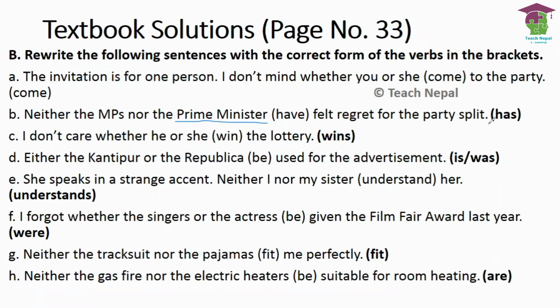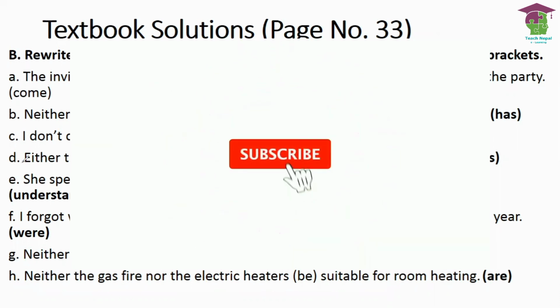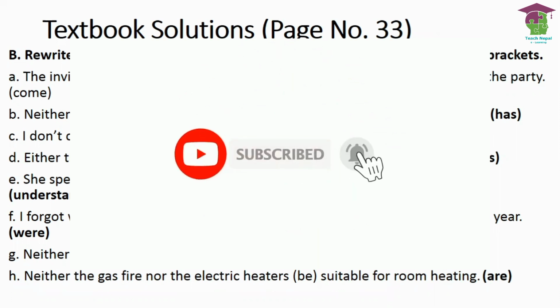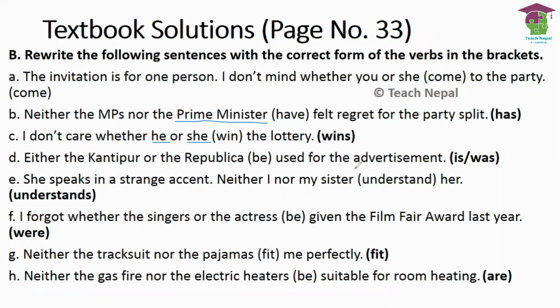Number C, I don't care whether he or she. With he or she we have to use verb 5 form, that is wins. Number D, either the countable or the Republica that used for the advertisement. So here with either or we have to use, after this subject is Republica, and with this we have to use is, or it can be was also. Past भन्नु खोजेको भने time reference is not given here.